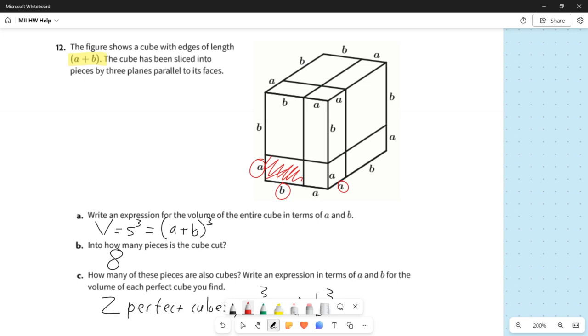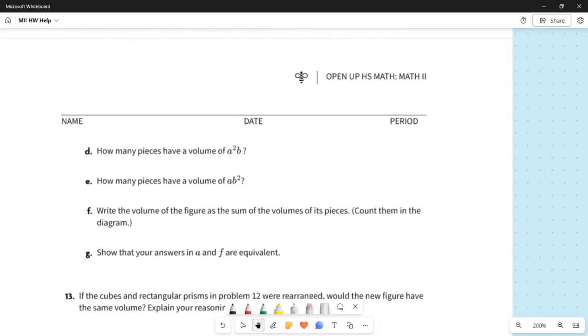And then if we also look at the block that's in the front, this one right here, it's easier to see. It's this block right here in green. This is the easiest block to see in the entire picture because you can see it's A by B. So both the red and green blocks have a volume of A squared B. So here I was just able to identify 3.